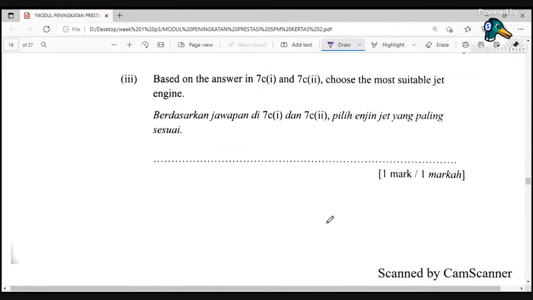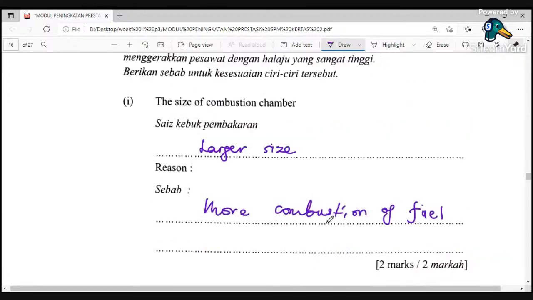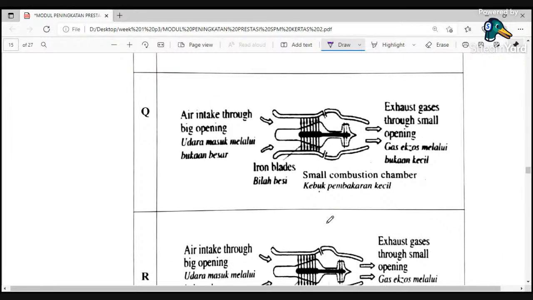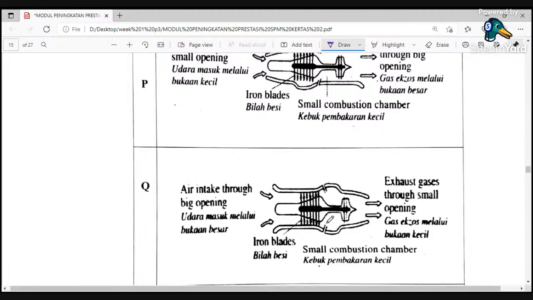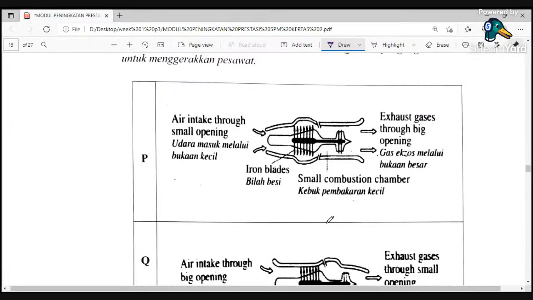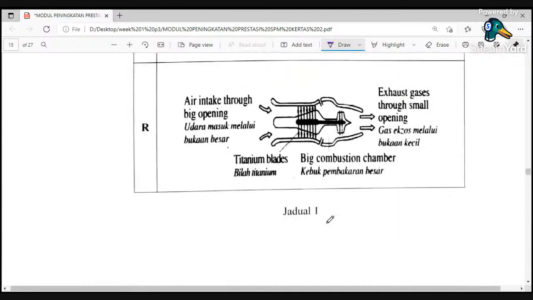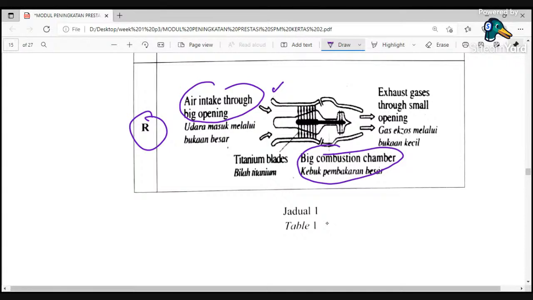So based on your answer, choose the most suitable jet engine. Nampak yang mana? Larger size combustion and smaller opening. Okay, so dari sini you pilih, you akan dapat R. Okay, air intake dia pun big opening, ini bagus. Okay, big combustion, also good. And then exhaust gas through small opening. Kalau ada lagi, kenapa air intake through big opening? Maksudnya more air, okay, can be sucked in. Okay, jadi lebih banyak air masuk, so lebih banyak combustion.